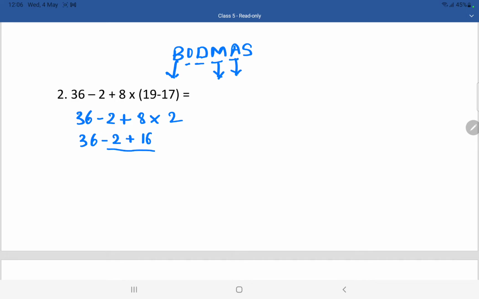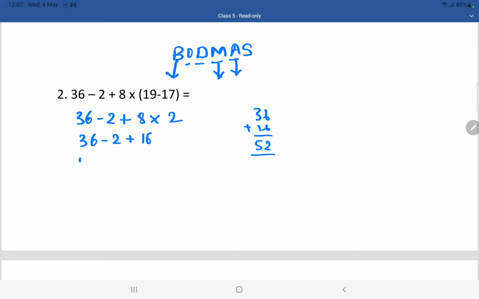So I should not add these both. Let me do one thing. I will add these both. Okay. First they told you to add, not to subtract. So we should take the both positive values in the question. So what is 36 plus 16? It is 52. If you do 36 plus 16, you will get the answer as 52.